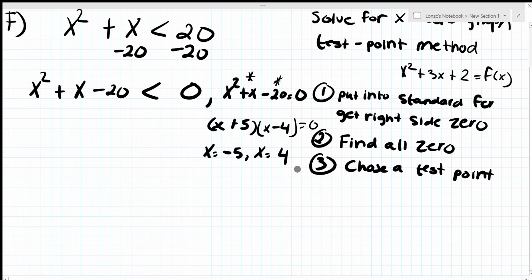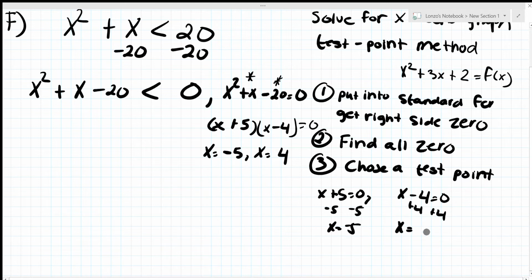When you set those two factors to 0, you subtract 5 from both sides, and that's how you get x equals negative 5. Then you add 4 to both sides, and that's how you get x equals positive 4, right? So these are all my zeros. Okay, so now let's put it on a number line.